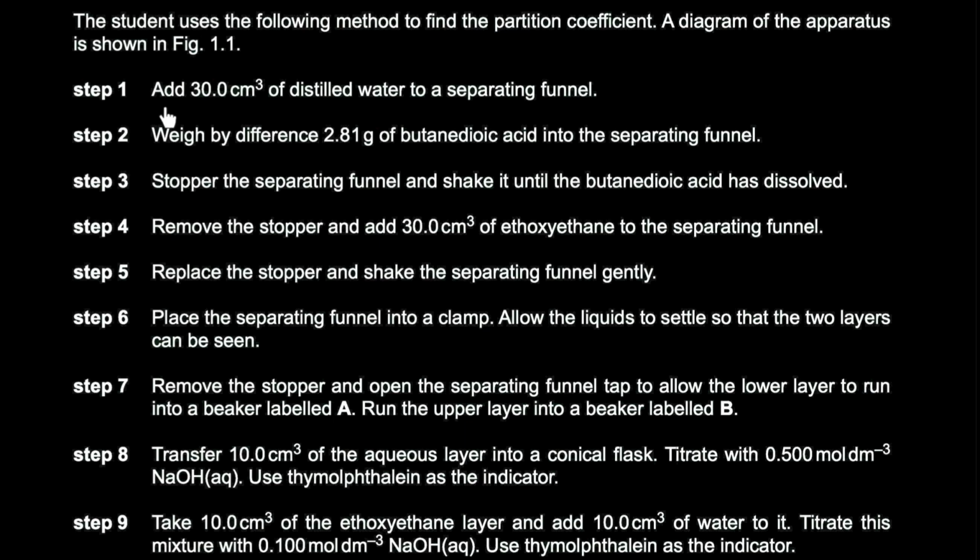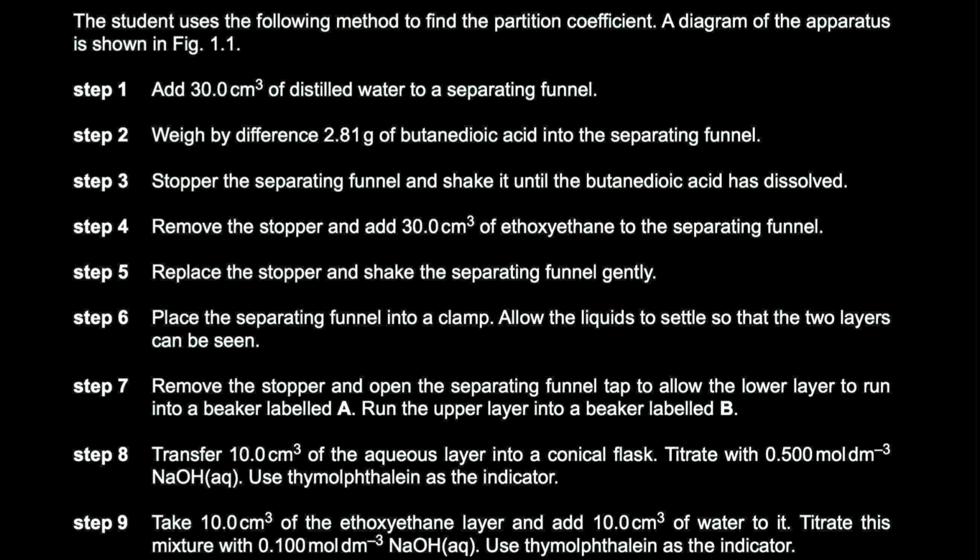So in step 1, you add 30 cm³ of distilled water to a separating funnel. Weigh by difference 2.81 grams of butane dioic acid into the separating funnel. Again, weigh by difference: we first measure the mass of the solid and the container, and then we transfer the solid and we reweigh, right? And we take the difference to find the mass of solid that was transferred. We stopper the separating funnel and shake it until the butane dioic acid has dissolved. Remove the stopper and add 30 cm³ of ethoxyethane to the separating funnel.